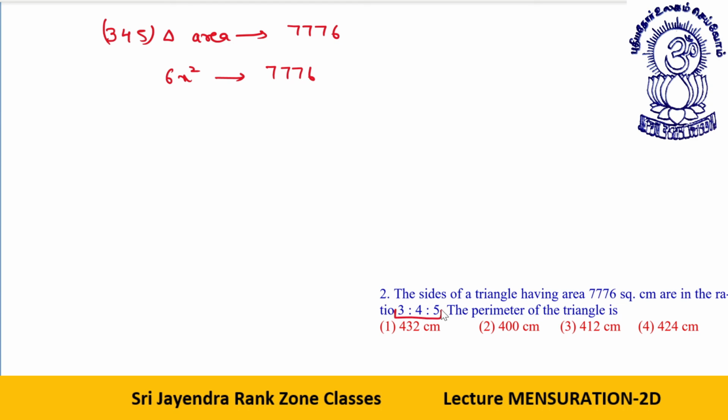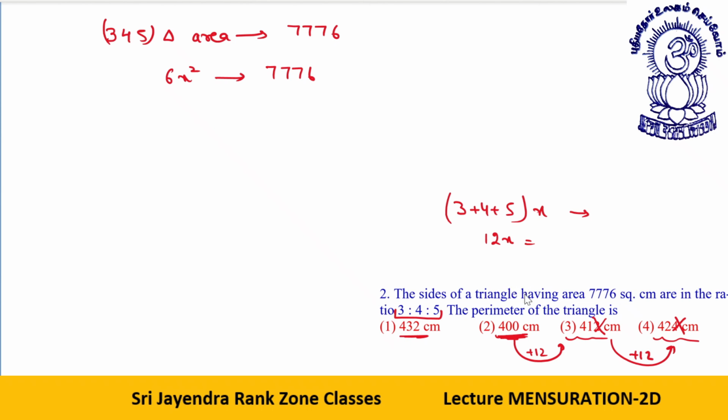What will be the perimeter? 3 plus 4 plus 5, so 12x. This will be the perimeter. Look for the option that will be divisible by 12. See, students, I tell you a very cute logic. If 400 had been divisible by 12, it could have been the answer, but 400 is not divisible by 12. Adding 12 won't make it divisible either, so none of them is possible. Directly, your answer will be 432.